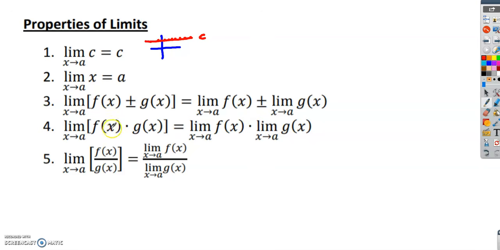Same thing in number 4. If you have the limit of a product, you can do the limit separately and then take their product. There is one little interesting piece to this. I'm going to show you an example at the end. Same thing with division. Obviously here, if the bottom ends up giving you a 0, you're going to have some issues, but in general, that's fine.